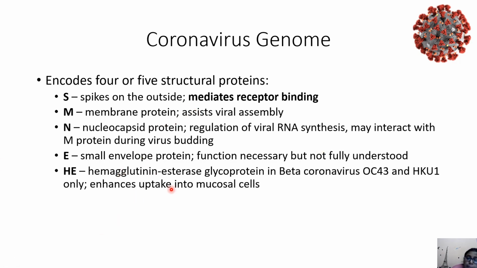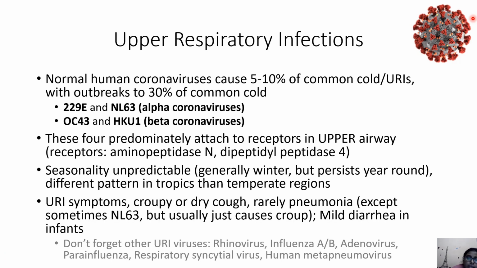So it enhances uptake into the mucosal cells. Okay, so normal human coronaviruses cause 5 to 10% of the common colds, with outbreaks to 30% of common cold. These 4 predominantly attach to receptors in the upper airway. Receptors can be aminopeptidase N, dipeptidyl peptidase 4, and seasonality is unpredictable. So generally winter but persists year round. Different pattern in tropics and temperate regions.